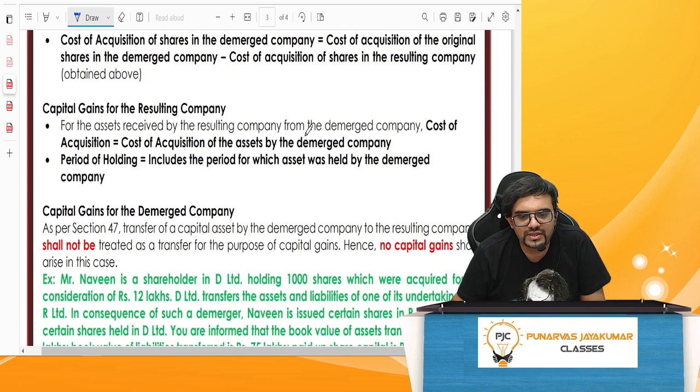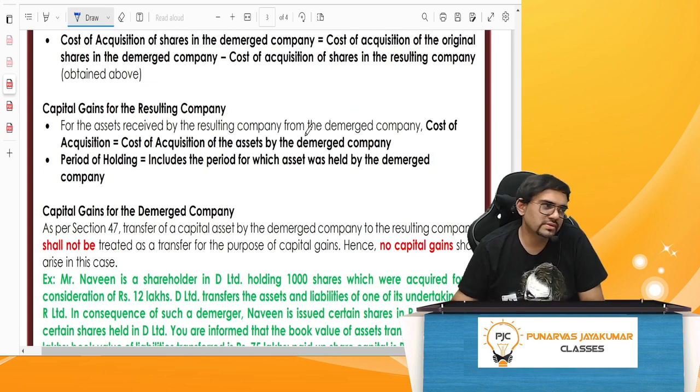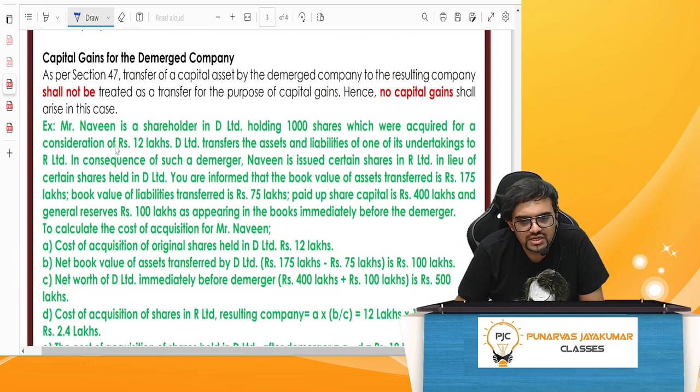Capital gains for the resulting company will be the same thing. Cost of acquisition will be the cost of acquisition of the assets in the demerged company. We have seen everything in capital gains already. Nevertheless, check the example here. Mr. Naveen is a shareholder in D Limited holding 1000 shares which were acquired for a consideration of 12 lakhs. D Limited transfers the assets and liabilities of one of its undertakings to R Limited.